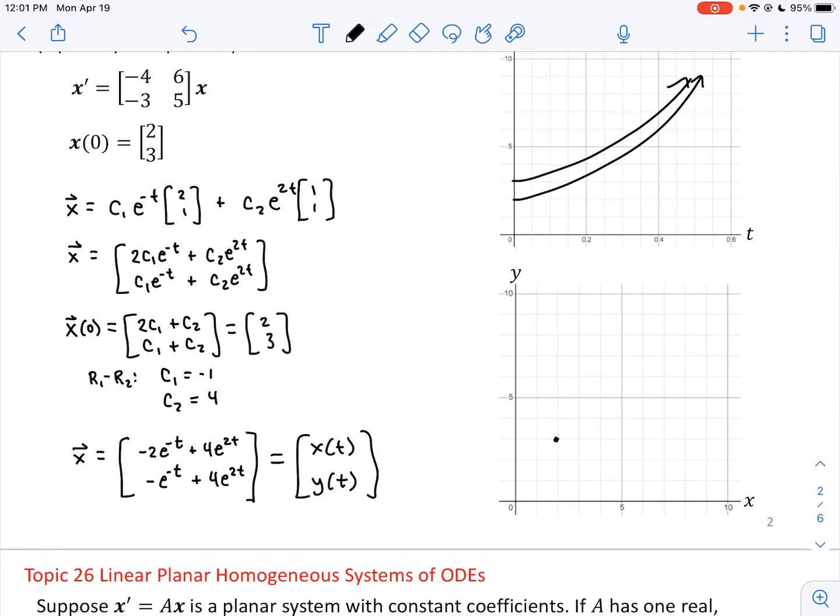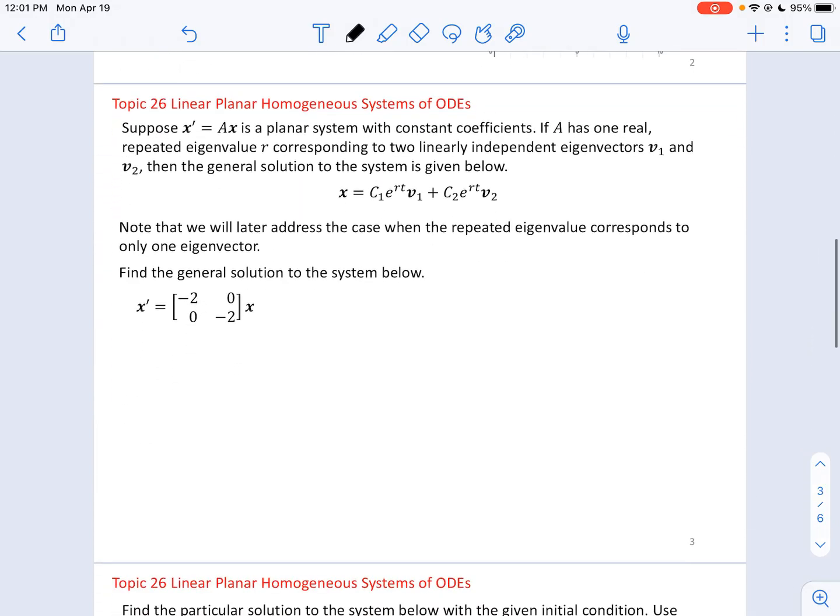So our solution begins at 2, 3. We're at 2, 3. That's when time is 0, and then it did some sort of motion in that direction as time advanced. Okay, let's go to the next example.